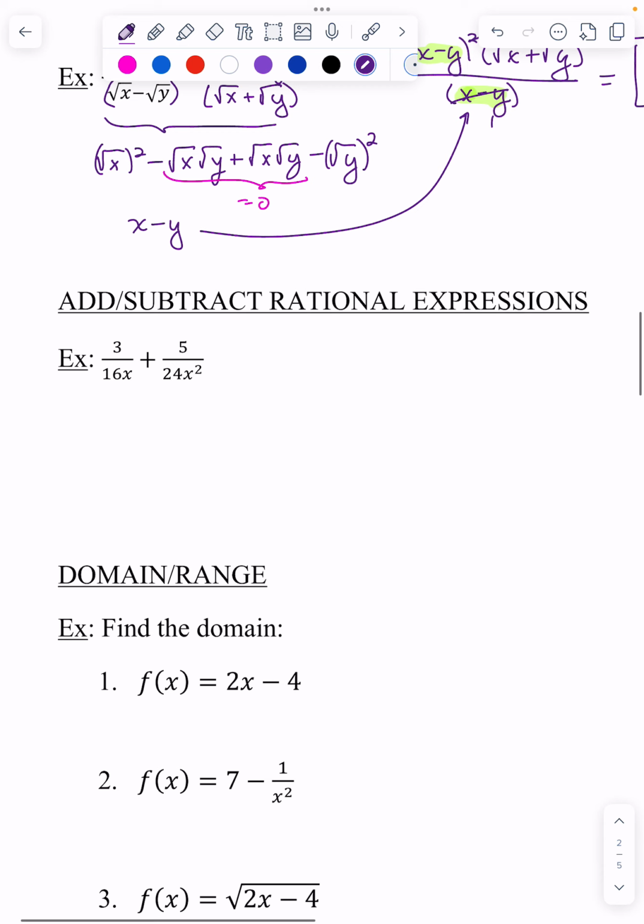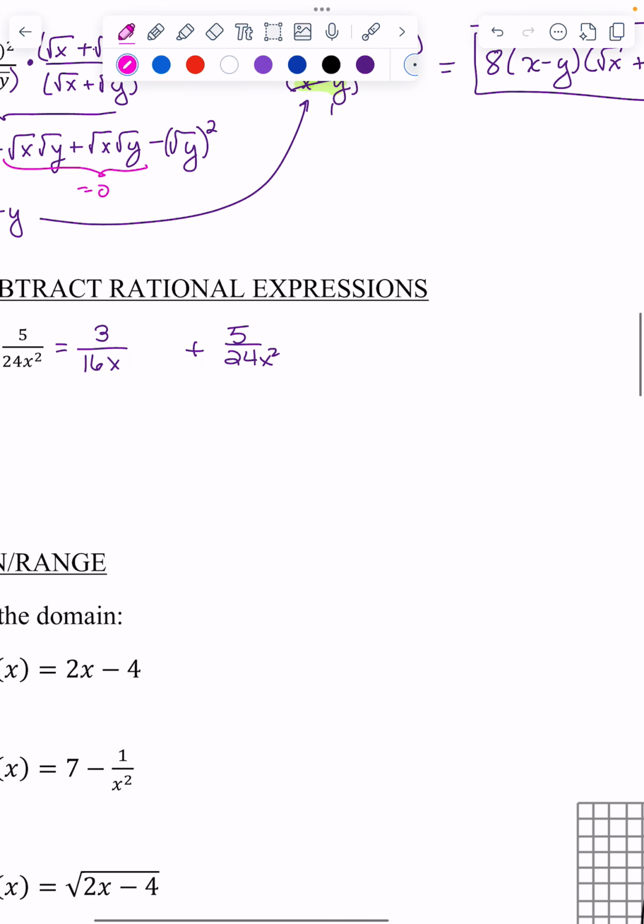The next one is adding and subtracting rational functions. So what I want to do here is rewrite this and leave a little bit of space. I have 3 over 16x, plus 5 over 24x squared. So what I'm looking for here is a common denominator. Let's look at the numbers first. I notice that 16 times 3 is equal to 48, and so is 24 times 2.